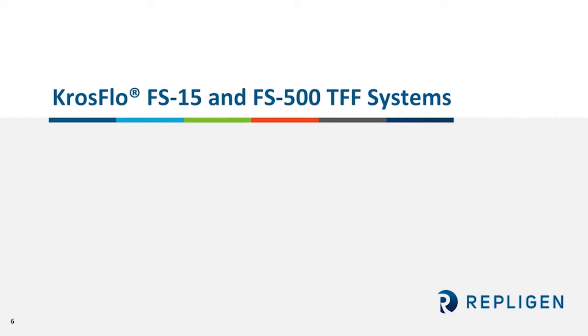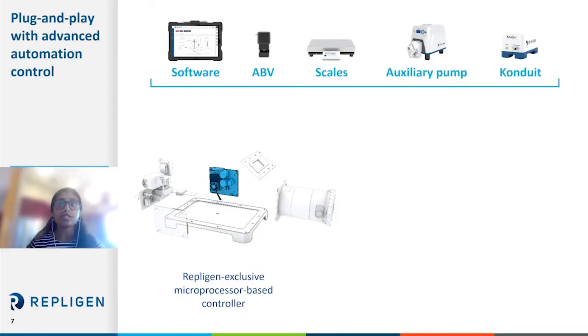Our FS15 and FS500 systems have this complete automation and modernization. The communication and integration that are key to the automation occurs through the main pump. It is made possible with a Repligen exclusive microprocessor-based controller. This is the same through all of our crossflow systems. The main components are the main pump, the Surface Pro, where the software lives, the back pressure valve, and the scales.